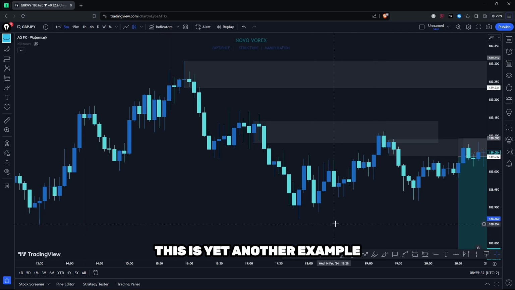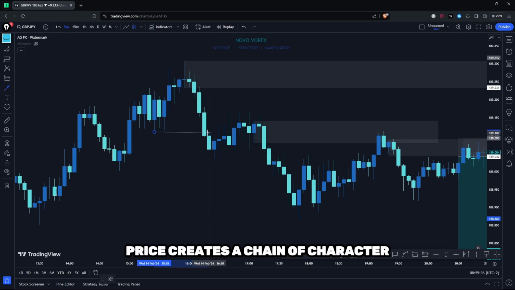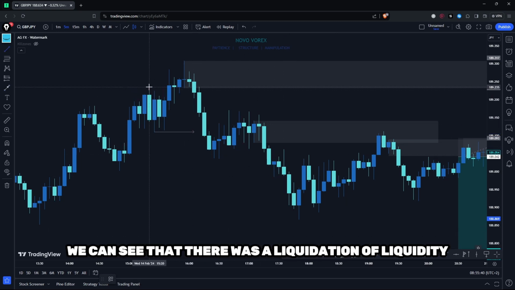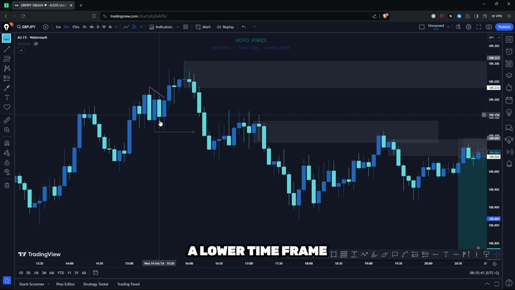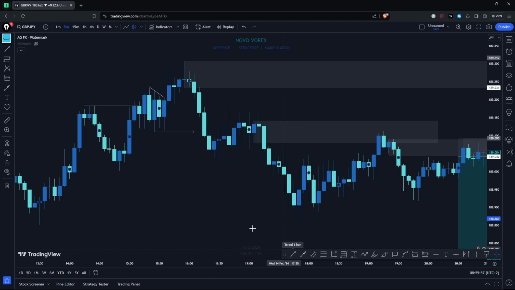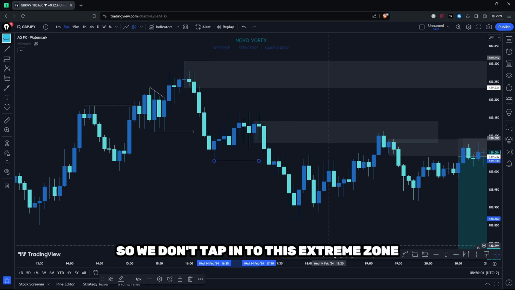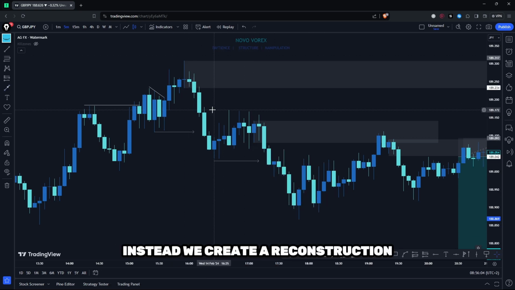This is yet another example, but now from the sell side. What happens? Price creates a change of character. But even before that change of character, we can see that there was a liquidation of liquidity. As you can see here, lower time frame, further on from here, we now create a breaker structure. So we don't tap into this extreme zone. Instead, we create a breaker structure.